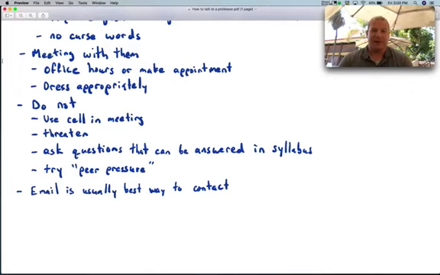Also, do not threaten the faculty member in any way. That is violence. It's a form of violence, and it could get you expelled from school. So do not threaten the faculty member no matter what.